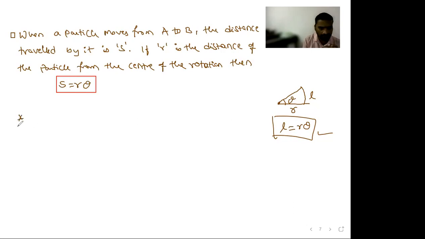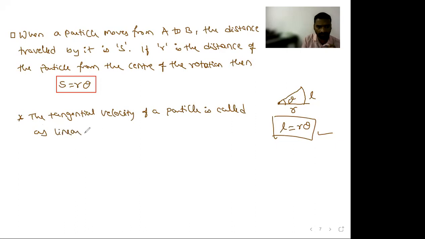So that is the tangential velocity. The tangential velocity of a particle is called linear velocity, and is denoted by v.